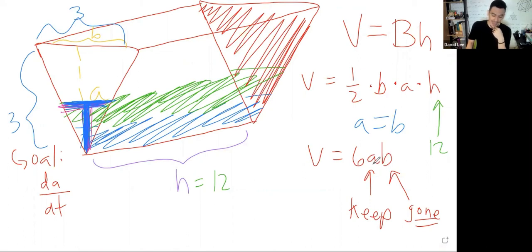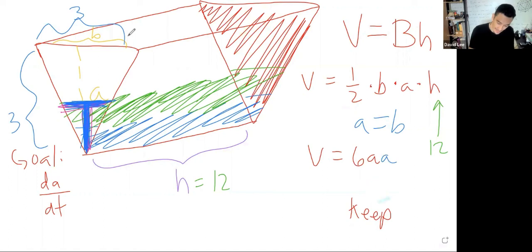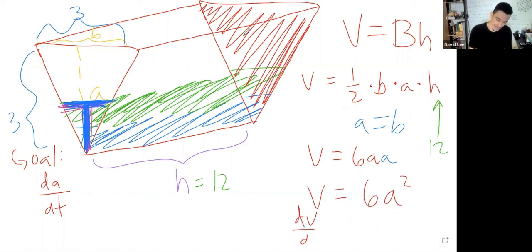So I want to keep A because my goal involves dA dt. So I'm going to get rid of B. And because A and B are equal, I'm going to turn that B into just another A. And so now I can update my equation even more. And now you guys can go and find dV dt, that'd be 12a dA dt, and I'll let you continue from there.